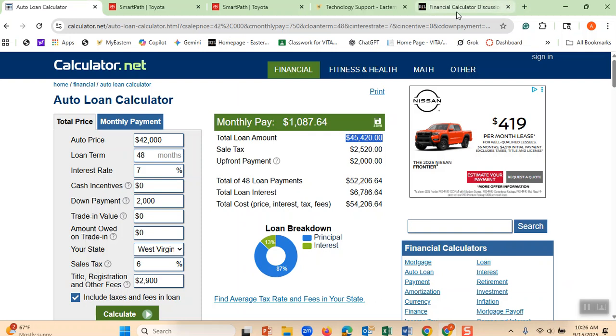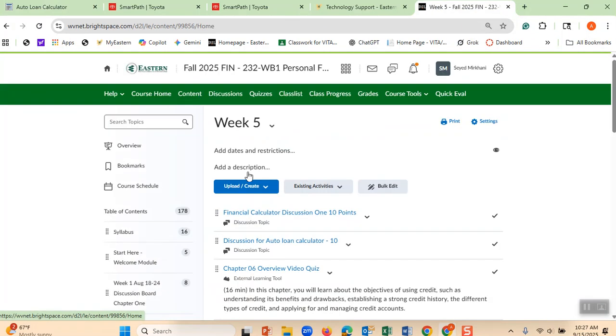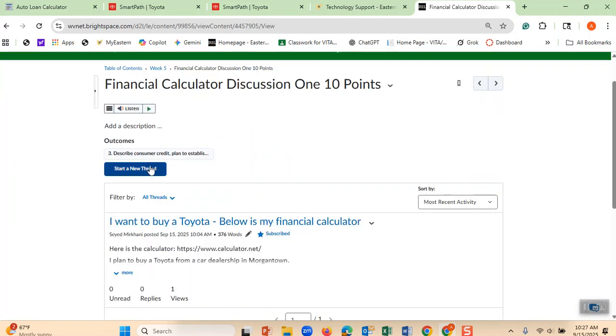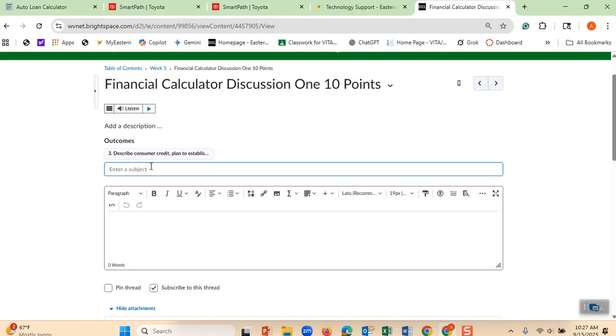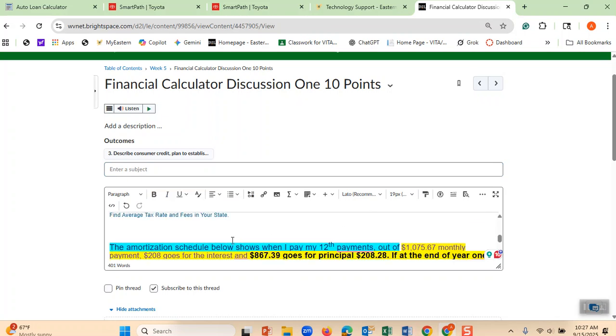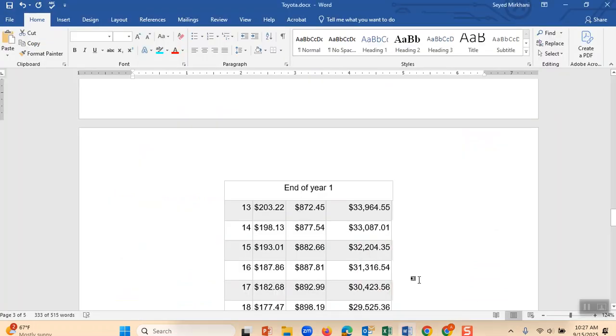Here it is. I go to Brightspace and I went here. And here is this week. Let's see. I come here. Financial calculator. I clicked here. And I created a new thread. And then I put something and I pasted here. Whatever I had done, look at here. They all pasted here. And I even pasted this for you as an attachment.